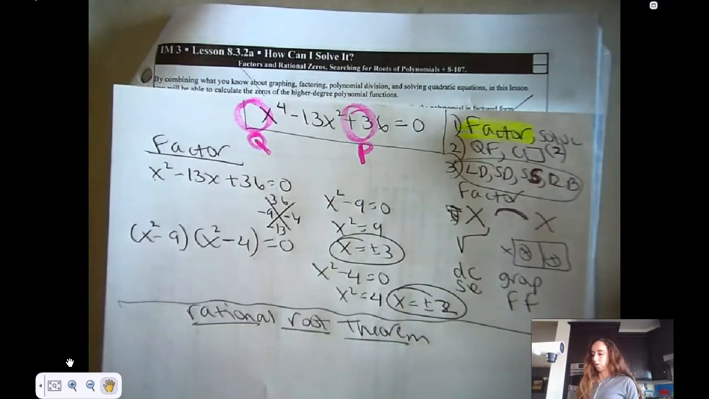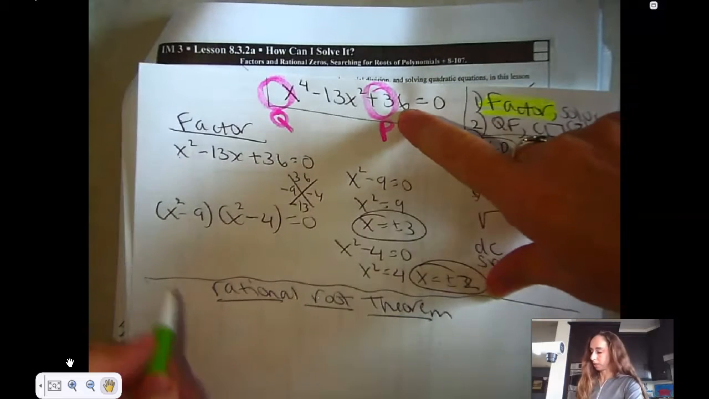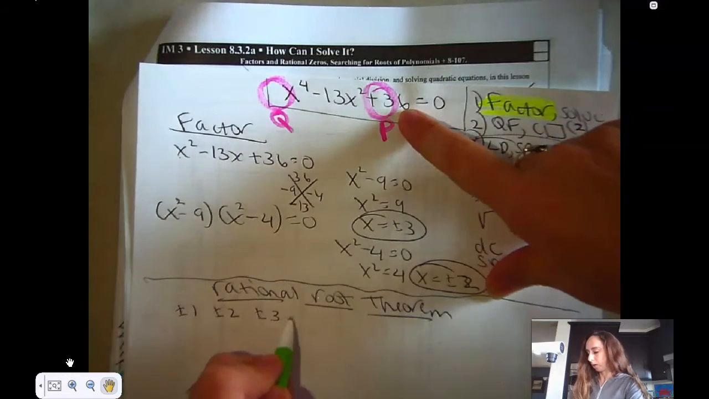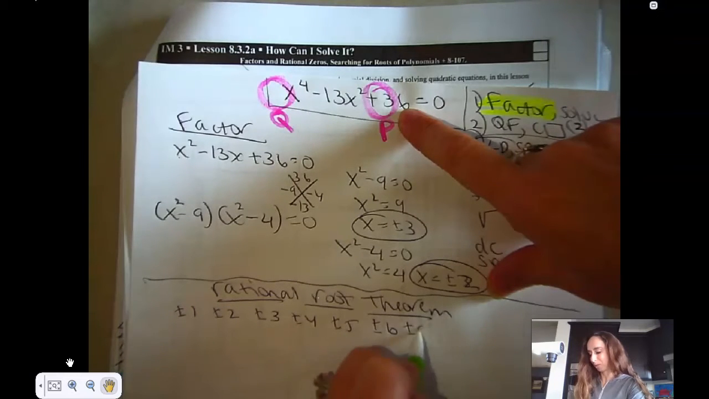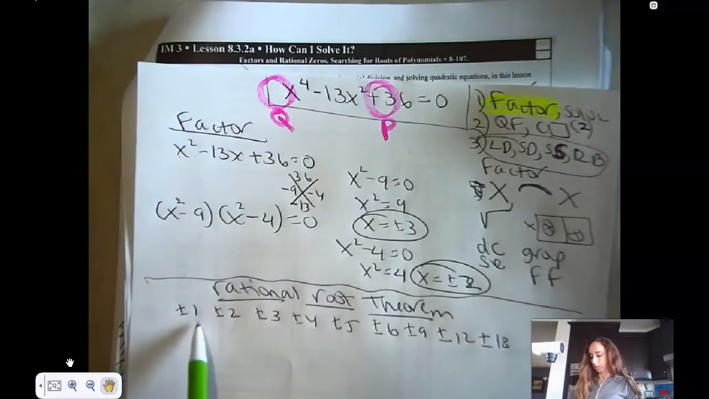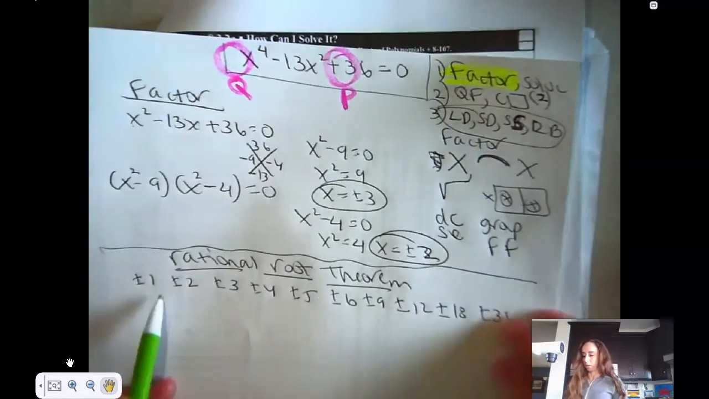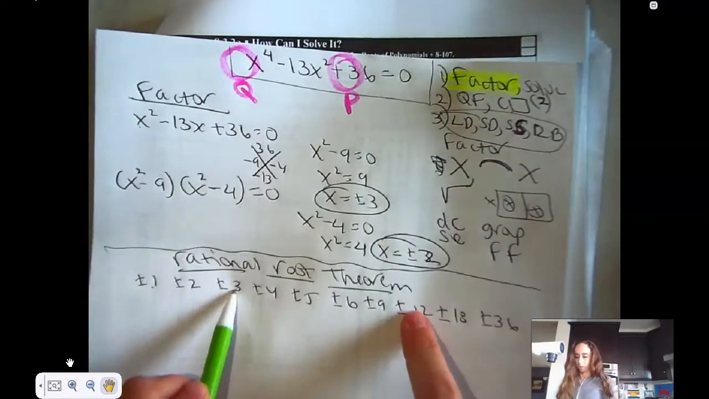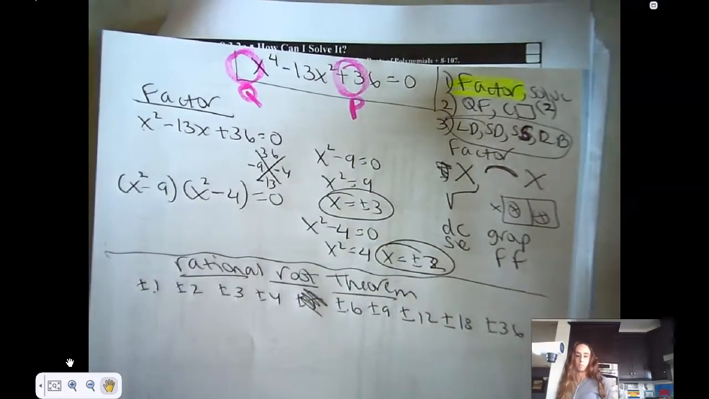Okay? So if I was doing this, I would write all the factors of 36. Plus or minus 1, plus or minus 2, plus or minus 3, plus or minus 4, plus or minus 6, plus or minus 9, plus or minus 12, plus or minus 18, plus or minus 36. 1 times 36, 2 times 18, 3 times 12, 4 times 9. Oops, 5 doesn't work. And then 6 times 6.